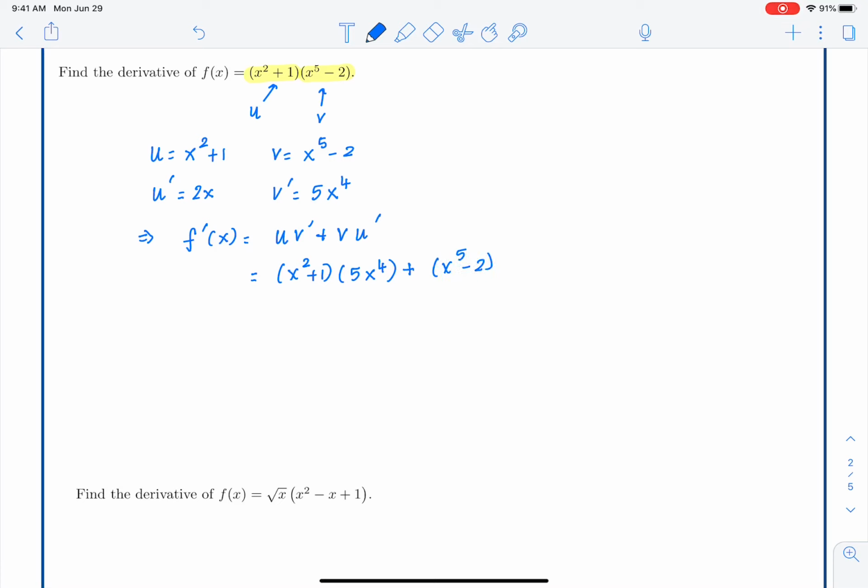V is x raised 5 minus 2. U prime is 2x. We have an x in common, so we could pull that x out, which would leave us with 5x cubed times x squared plus 1 plus 2 times x raised 5 minus 2. You don't have to FOIL this and make things complicated. You can leave it as is because it is in quite a compact form.